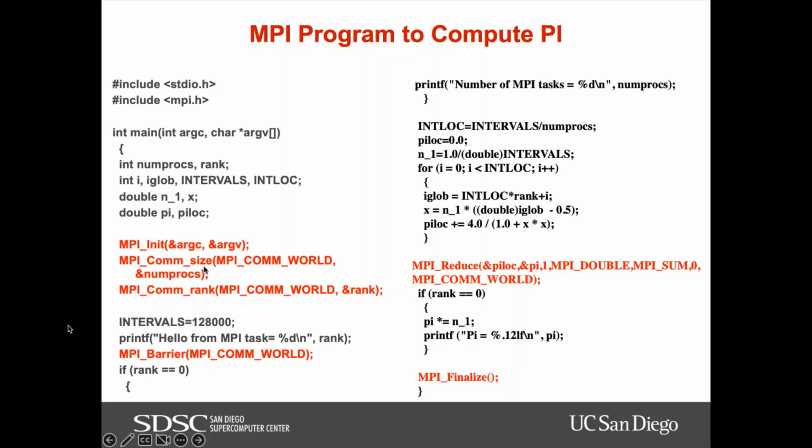The MPI comm size actually tells you the number of processors, and the MPI comm rank tells you the rank of the particular task, right? And then there are barriers in MPI too, where you can basically wait for all the tasks. But anyway, in this case, we write it out. Now, you can already see there's a difference, right?